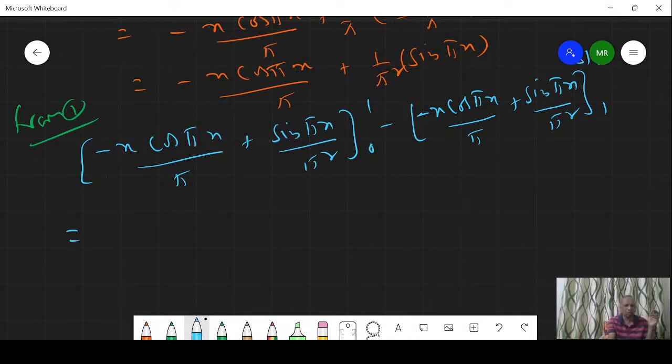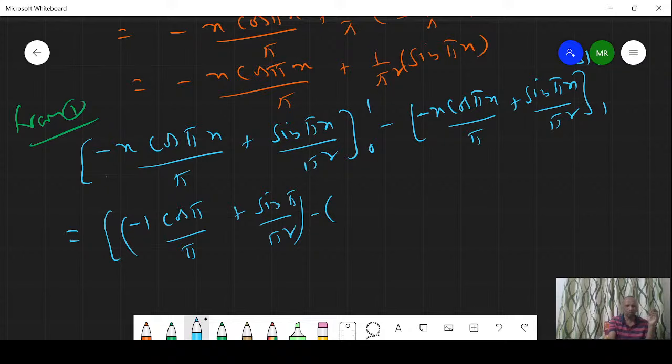If I substitute the upper limit 1, minus 1, it will come cos 180, so we get cos 180 by pi. Plus sin pi x, this is sin 180, it comes sin 180 by pi square at the upper limit. Minus, if we substitute the lower limit, this will be 0, and sin 0 is also 0. This is one part here, pi square, this is a part.